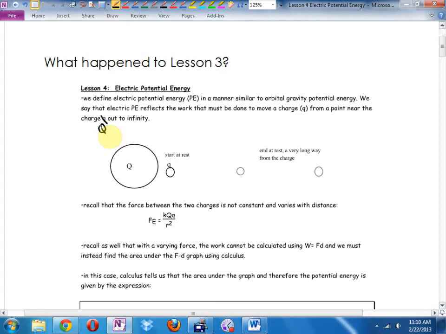Or, if the charges were opposites, I could start out here, give it a little tap, drop it, and it would start to fall. And as it fell, the potential energy would become kinetic, kinetic, kinetic, kinetic. In fact, that's really the equivalent of this, dropping a tennis ball.